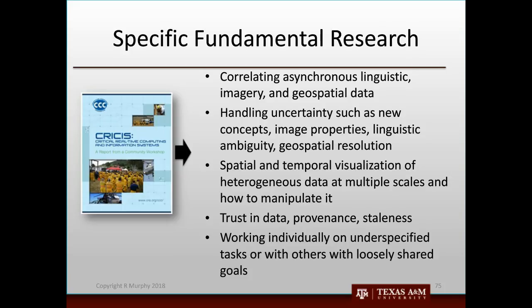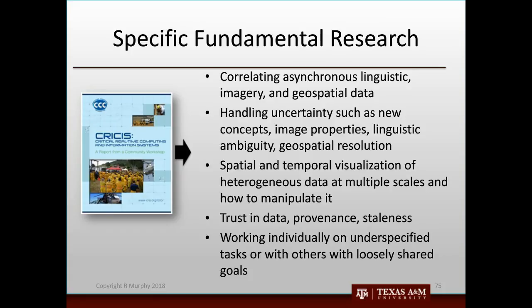Big ones are, how do you deal with all of this asynchronous linguistic imagery, geospatial data? How do you deal with it? And particularly when the strategic people want it on maps, everybody else doesn't want it so much on maps. How do you handle uncertainty? How do you handle the newness of it all? And that every disaster is different.